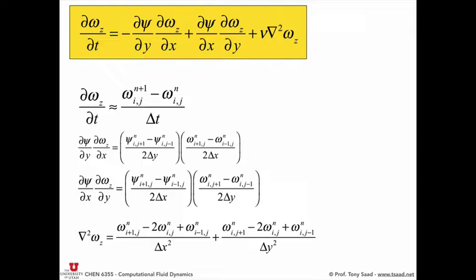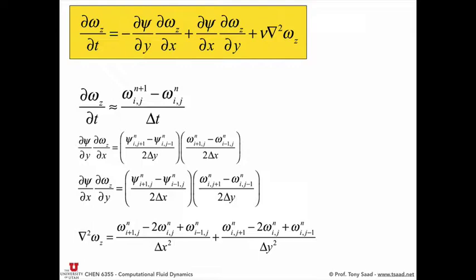And d omega by dx is omega I plus 1 minus omega I minus 1 over 2 delta x. Same thing for the other term. Okay, and then the diffusion term. Now remember, del squared omega is two terms. It's d2 by dx squared plus d2 by dy squared. So you do a central for this guy. So you get omega I plus 1 minus 2 omega I plus omega I minus 1 over delta x squared, and omega j plus 1 minus 2 omega j plus omega j minus 1 over delta y squared. You should know how to do this. Okay, so that's pretty clear.